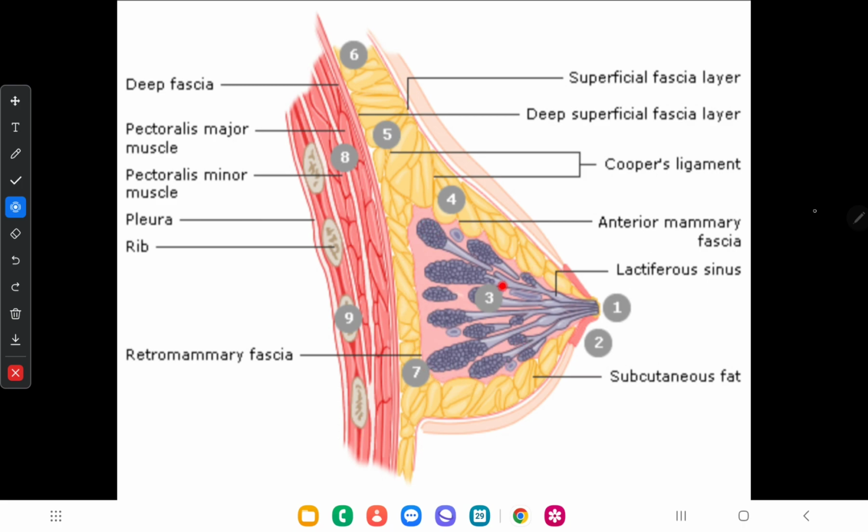here the breast lobules. When we talk about the structure of the breast, it is made up of 15 to 20 lobules of glandular tissue, and it is embedded in superficial fat. This fatty tissue which surrounds the glandular tissue is responsible for the smooth contour and most of the bulk of the breast.